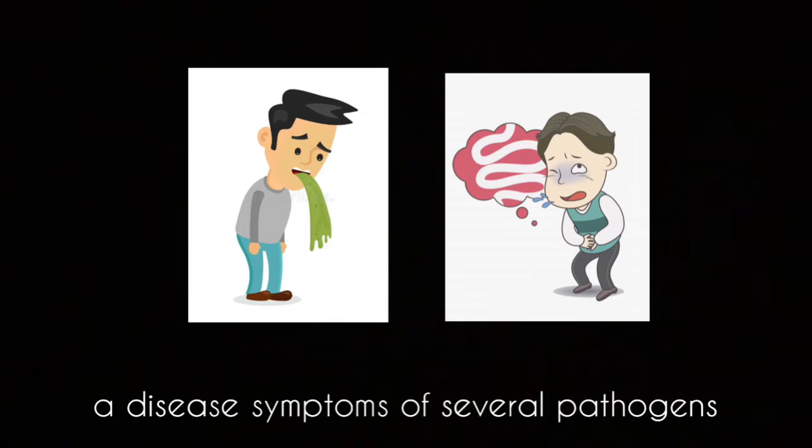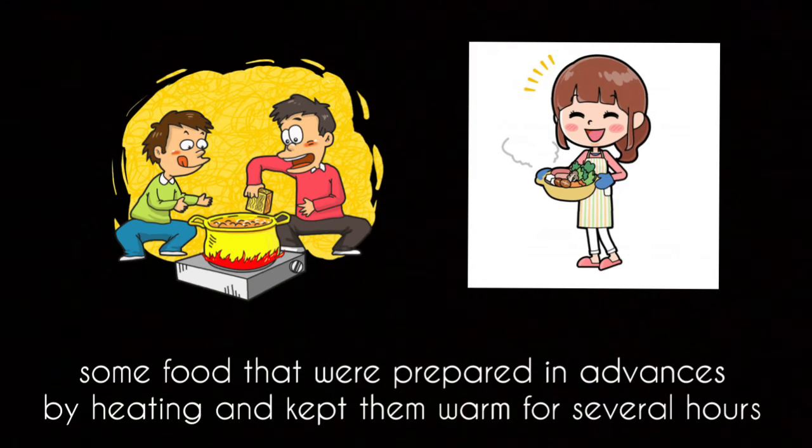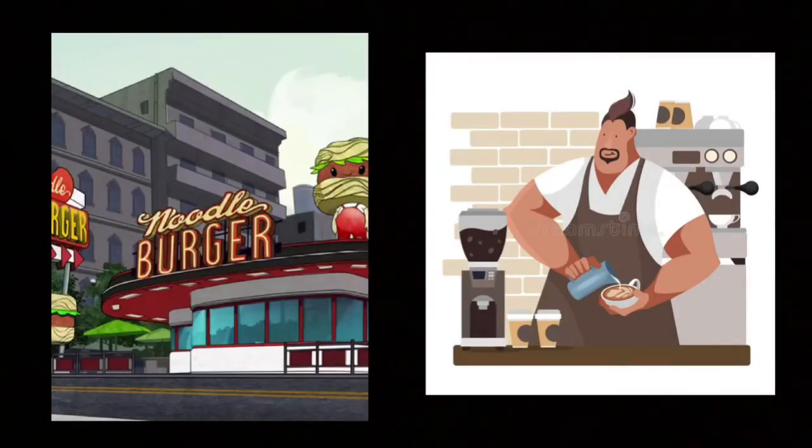Disease symptoms of several pathogens with foodborne and waterborne gastroenteritis are different from normal food poisoning or foodborne infection. Okay, in this topic, which is foodborne toxic infections, there are 4 causes of gastroenteritis. Firstly, some foods are prepared in advance by heating and kept warm for several hours, for example in restaurants and cafes.